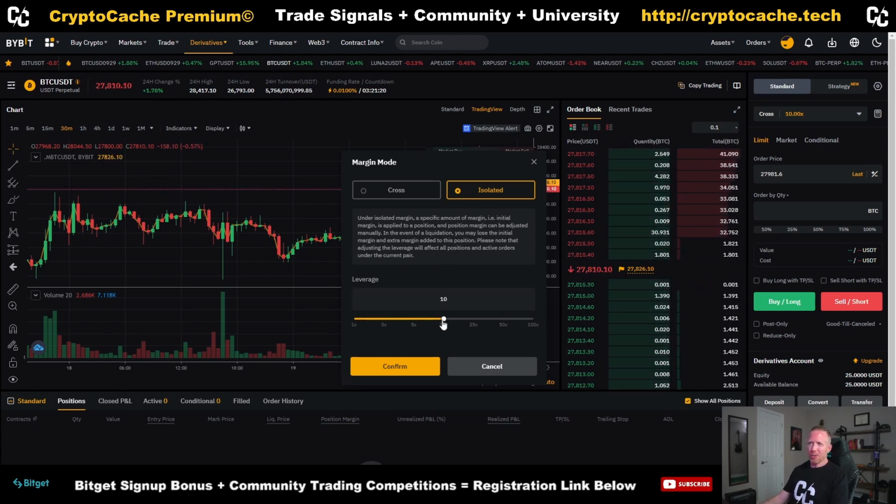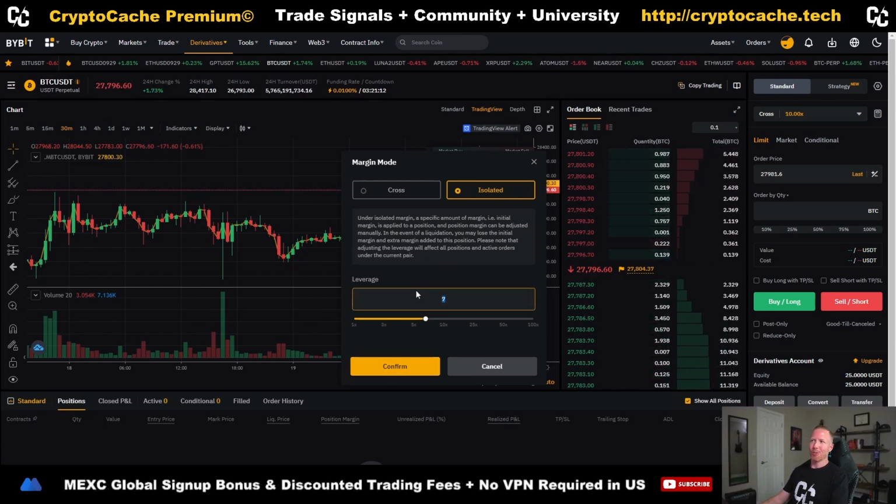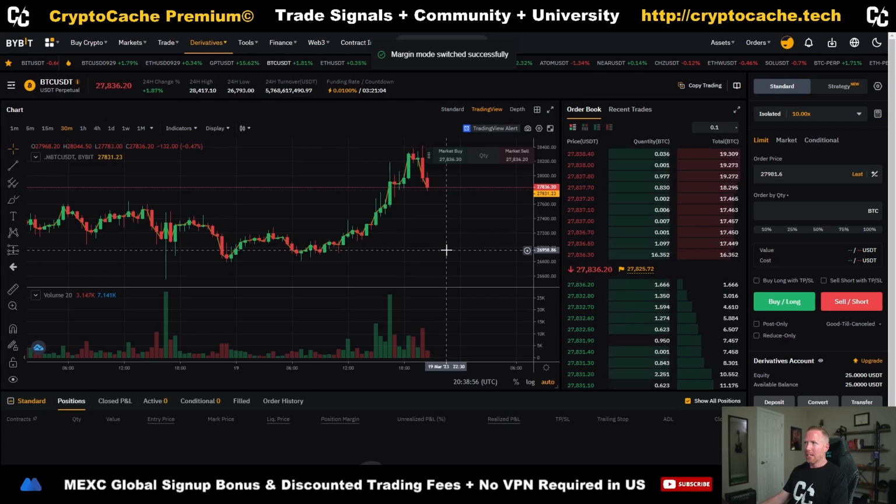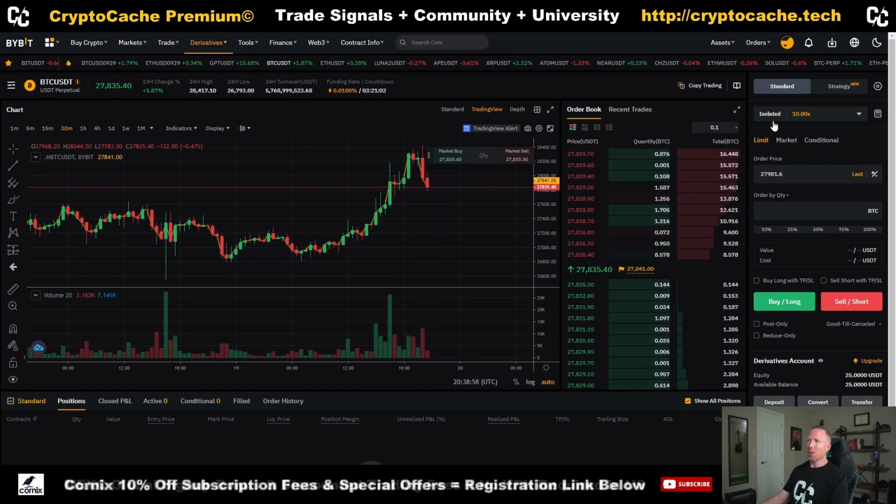That's how you do it. You can use a slider bar if you want, or you can put in a specific number. Say your lucky number is 7, you can use 7x leverage and confirm. For the sake of this example, we're just going to keep it at 10 and then say confirm when you're ready. So we've got it set up for 10x leverage for an isolated trade. That's generally where we're at there.